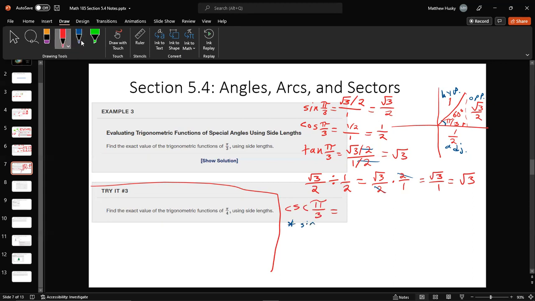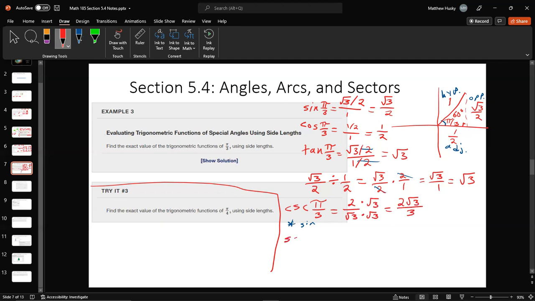Sine goes with cosecant. So if we do the reciprocal of sine, that's going to give me 2 over root 3. Now, square roots in the denominator, that's kind of frowned upon. So what we're going to do is rationalize the denominator here. We're going to multiply root 3 on top and on bottom. And when we do so, 2 times root 3 is 2 root 3. Root 3 times root 3 is going to give you just plain old number 3. And there you have it. The value for cosecant is going to be 2 root 3 over 3.